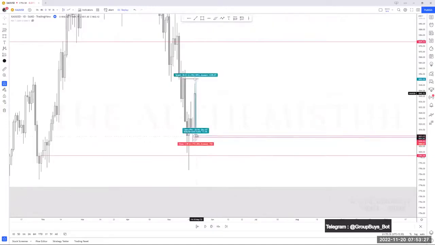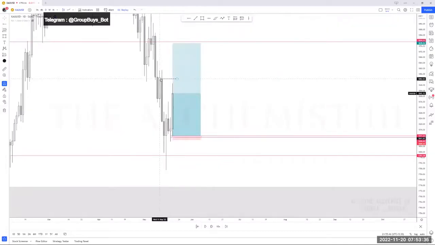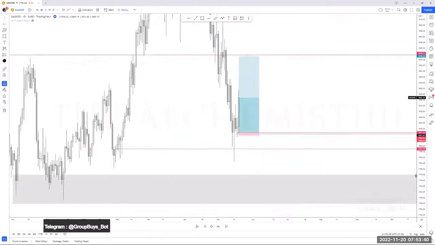If you buy it here, where is your next target? The next monthly zone, 660 pips. See that? And a low risk entry. Why is it a low risk entry? We have all the confirmations we need, right?